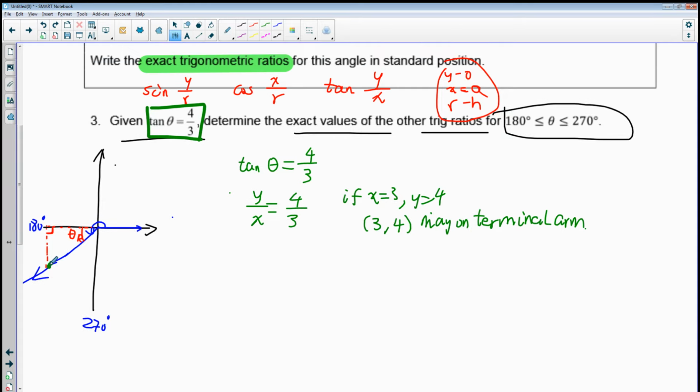So let's see. Okay, this must be the point. This is 3, 4. Wait a second. That doesn't make any sense. How can it be 3, 4? This is in quadrant 3. X is negative and y is negative. That's impossible. It can't be. It's in quadrant 3.